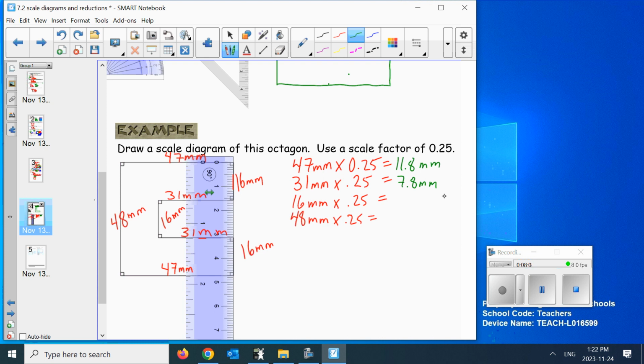How many times 16 times decimal 4? It is 4. And 48 times decimal 2.5, the last batch. And you just told me, right? What was it? 12. Okay, this means anywhere you see a 47, on the reduced one, you look at 11.8. I'm going to suggest that.